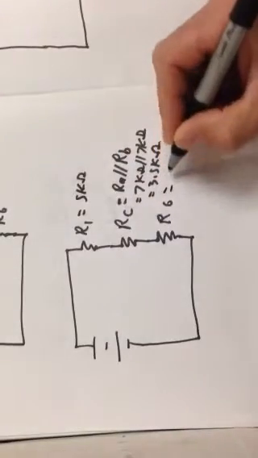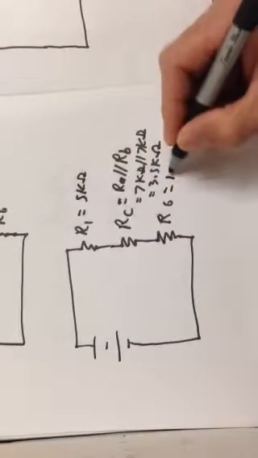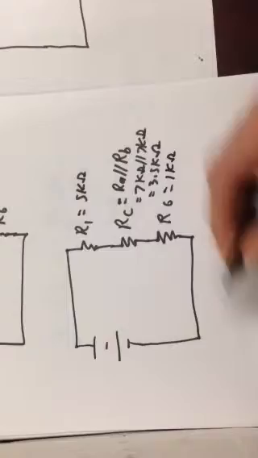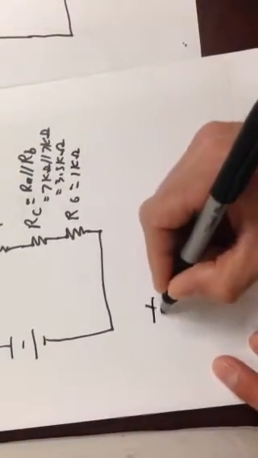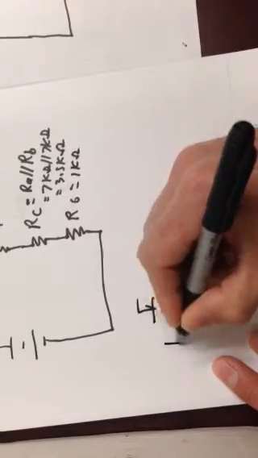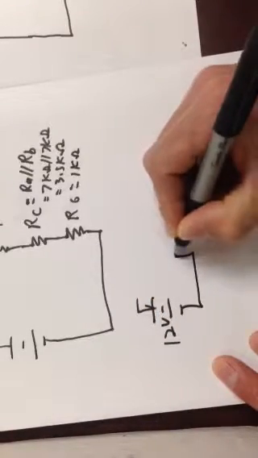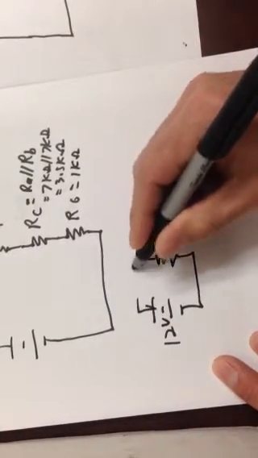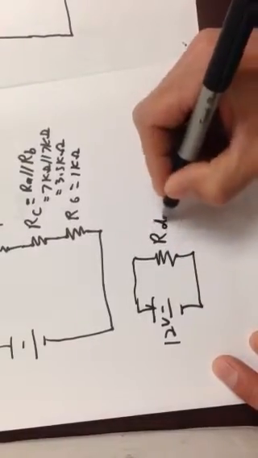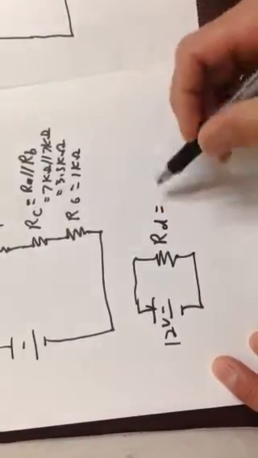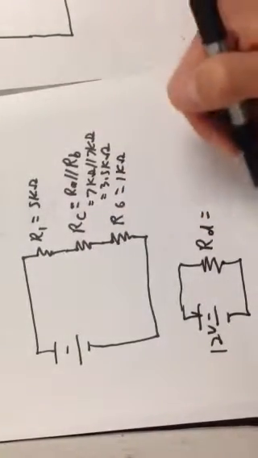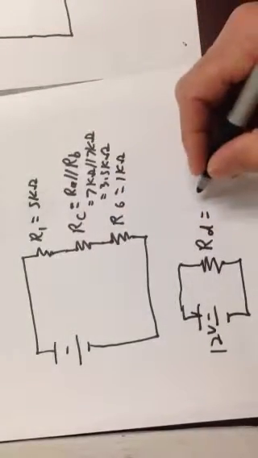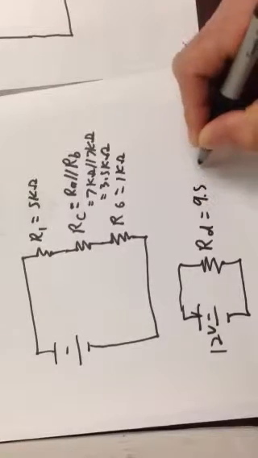As it was in the beginning, and R6 is 1 kilo ohm. So my very last equivalent circuit has a 12 volt battery and a single resistor. I'll call that RD. And RD's value is 1 plus 5 is 6 plus 3.5. So that's 9.5 kilo ohms.